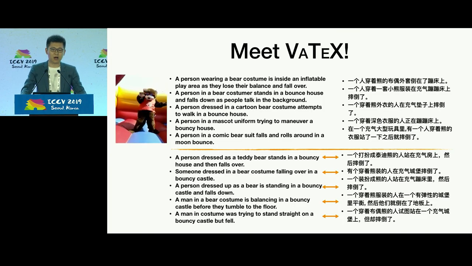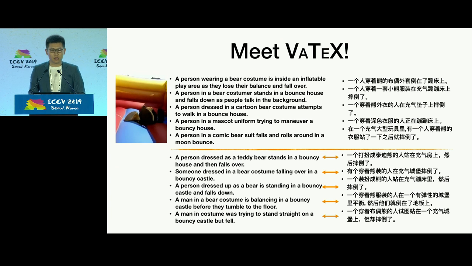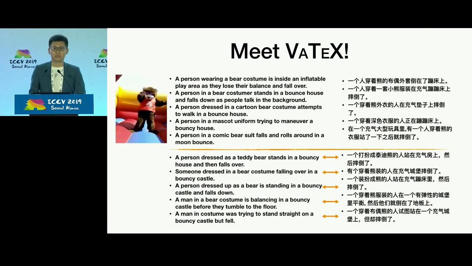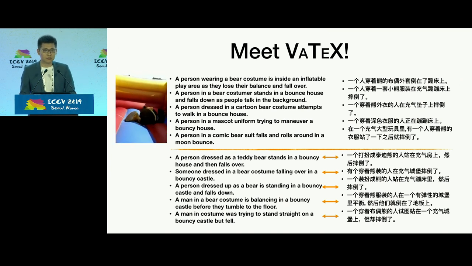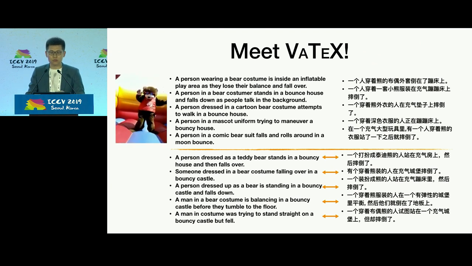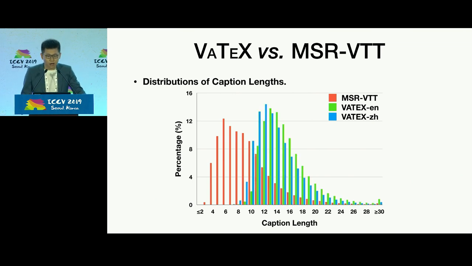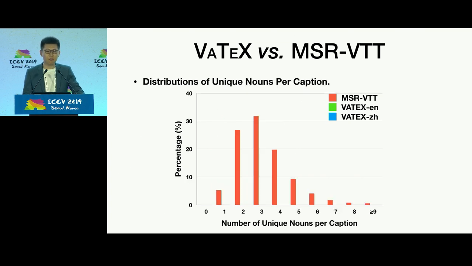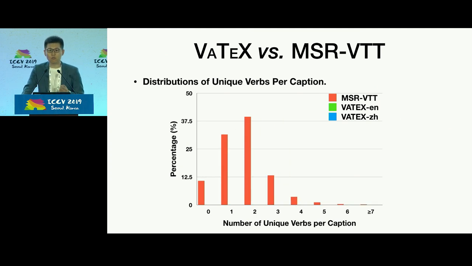Here we show an example of our VaTeX dataset. For each video clip, we have 10 Chinese and 10 English captions. The first five of both are collected independently, and the last five are direct translation pairs of each other. We then split VaTeX into Chinese and English corpora, and compare them with a popular benchmark, MSR-VTT. As you can see here, VaTeX captions are longer and more fine-grained. In addition, VaTeX captions are more diverse in terms of unique nouns per caption as well as unique verbs per caption.